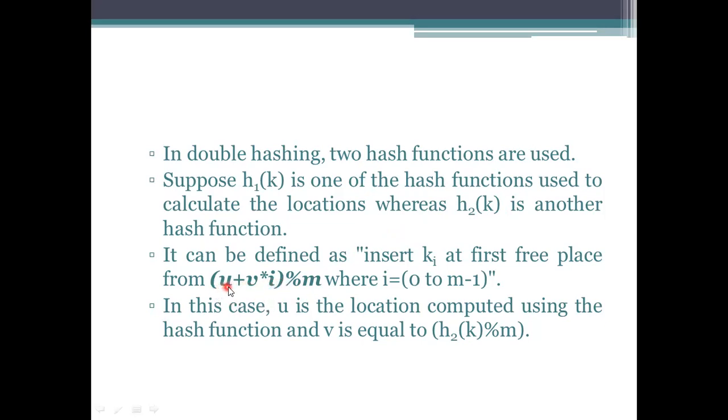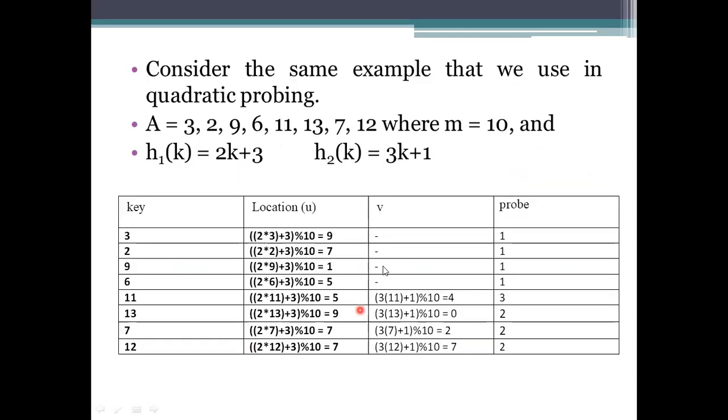U means the first space, v means the second space, what you got, and the i value means what we are specifying at present. Okay. Now see, this is the same example that you took for the processing. Here is the u location, that is the second v location. We need to see whether the probe is performed or not.